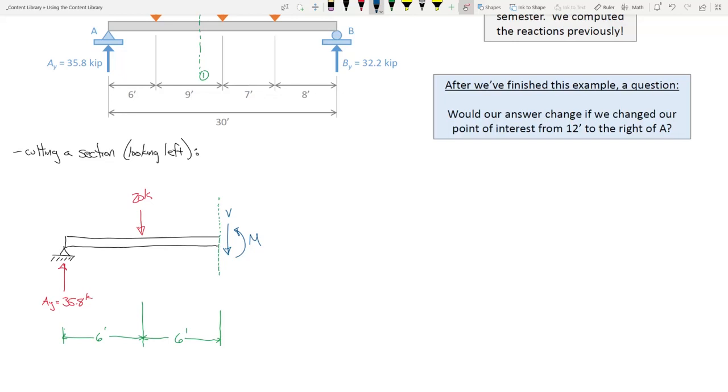Okay, so summing forces. The way that we're going to handle this is we're going to use the equations of equilibrium. I've got two unknowns. Now I can sum forces in the x direction, but that's not going to tell me anything because there's nothing horizontal. So I'm going to sum forces in the y direction.